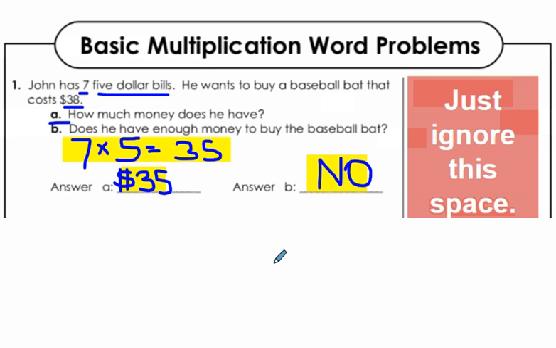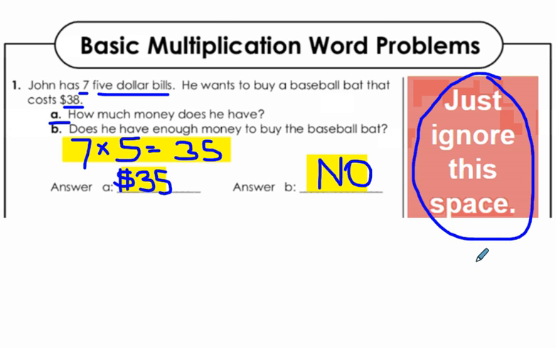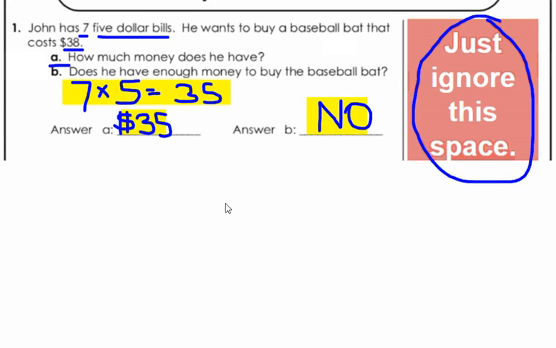All right, so that's it for today, friends. Where it says just ignore this space, that's because this was a worksheet where they gave you room over here to do the writing, but you won't need that because you're typing directly on the page.